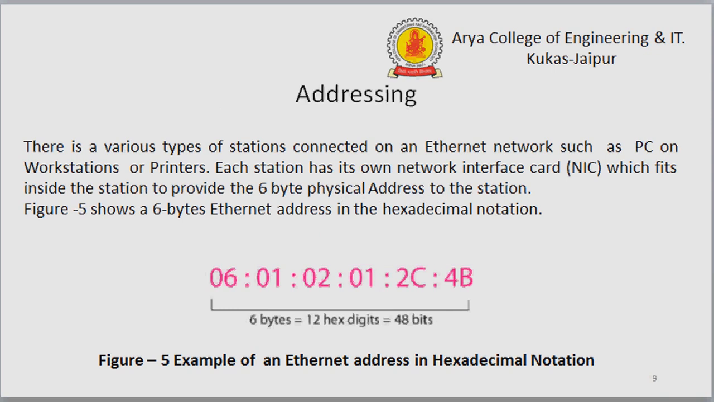Now the addressing. There are various types of stations connected on an Ethernet, such as PCs, workstations or printers. Each station has its own network interface card, which fits inside the station to provide the 6-byte physical address. Figure 5 shows the 6-byte Ethernet address in hexadecimal notation.